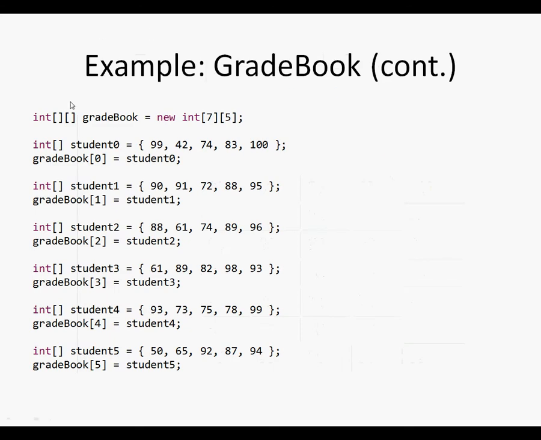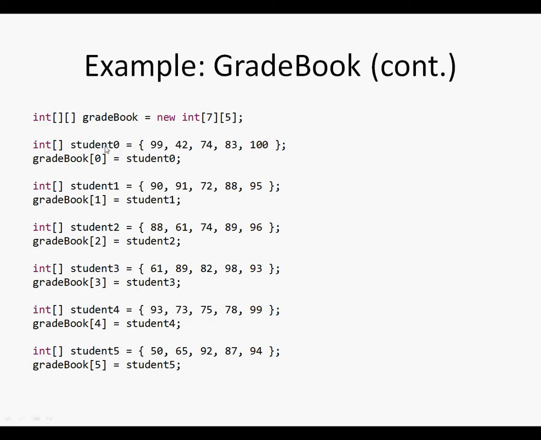We could initialize that by saying we want a two-dimensional int array. We're going to have 7 students, so 7 rows, and 5 assignments, 5 columns. Now we can use a lot of different ways to fill this with values. We could use a nested for loop. We can also use some initializer lists.